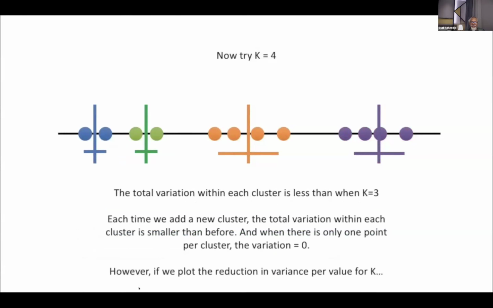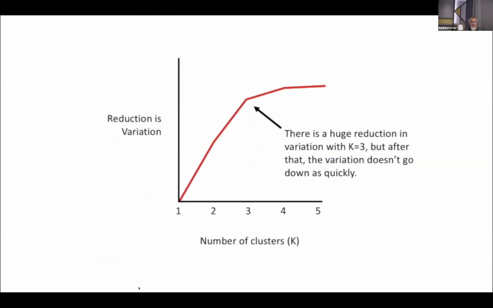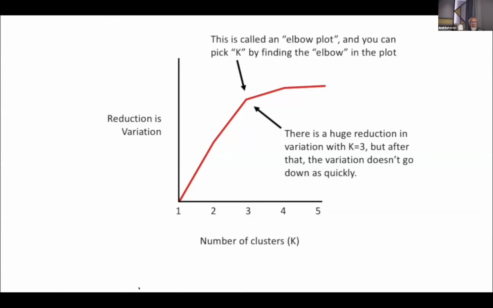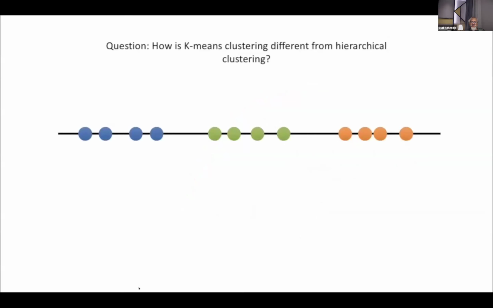However, if we plot the reduction in variance per value for k, there is a huge reduction in variation with k equals 3, but after that, the variation doesn't go down as quickly. This is called an elbow plot, and you can pick k by finding the elbow in the plot.